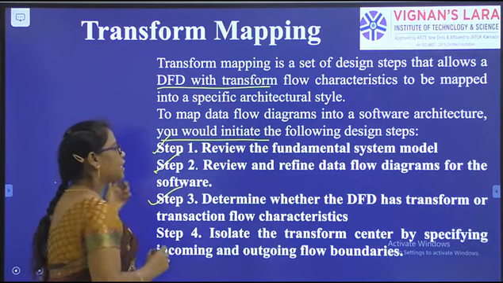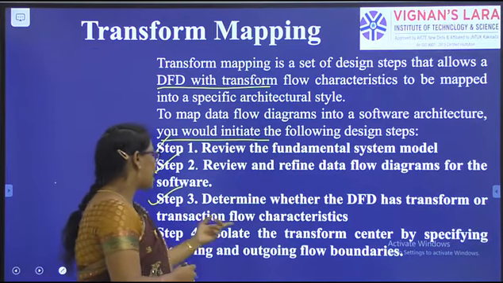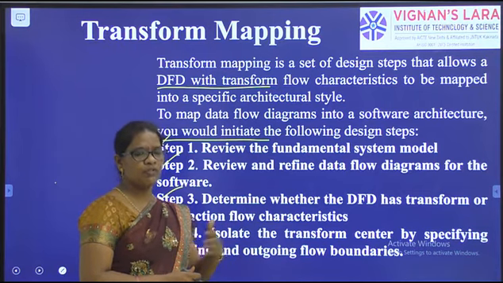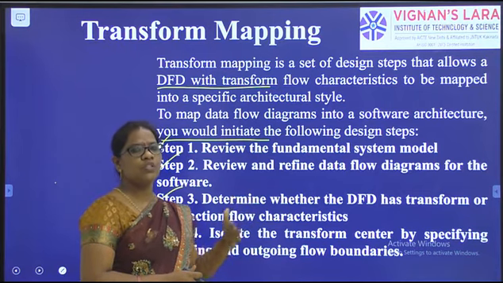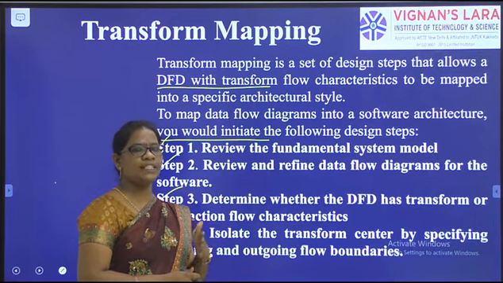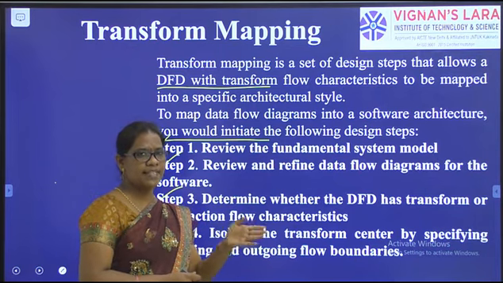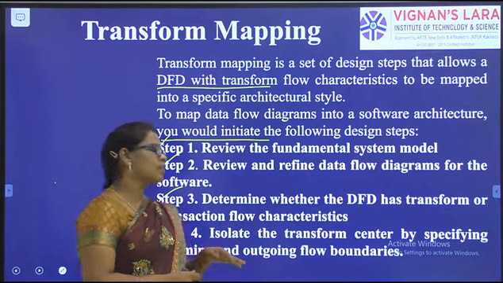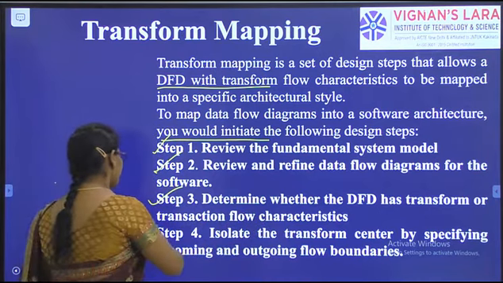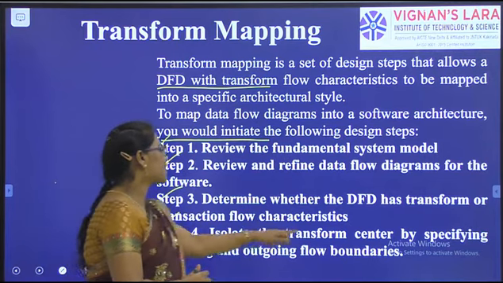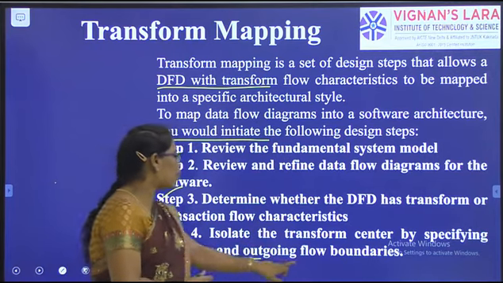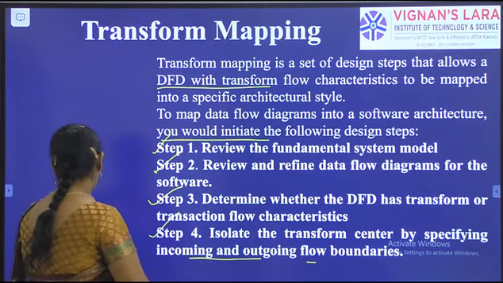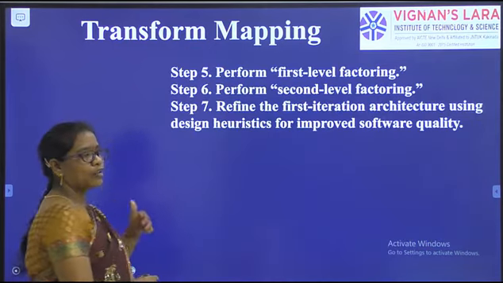Step 3, determine whether the DFD has transform or transaction flow characteristics. What are the inflows? What are the outgoing flows? How is it transforming from one transaction to another, from one data to another data? We have to check and determine that. Step 4, isolate the transform center by specifying incoming and outgoing flow boundaries. So we have to check what the incoming boundary and the outgoing boundary are.